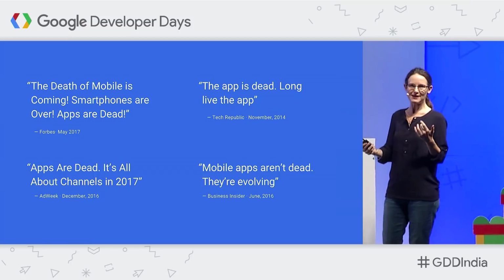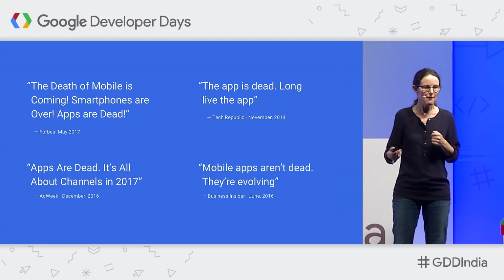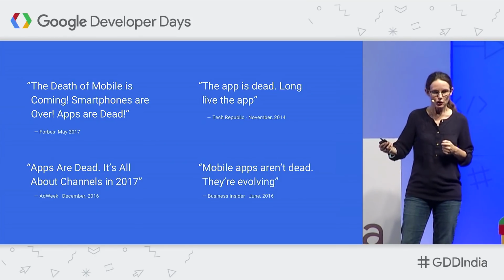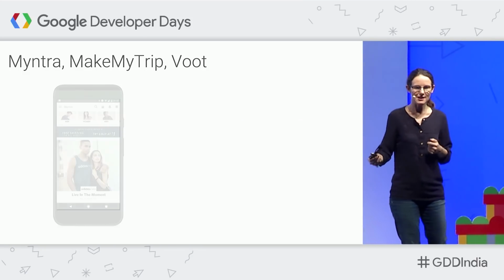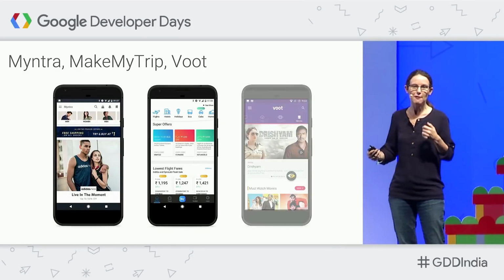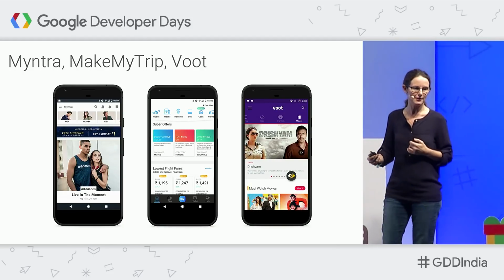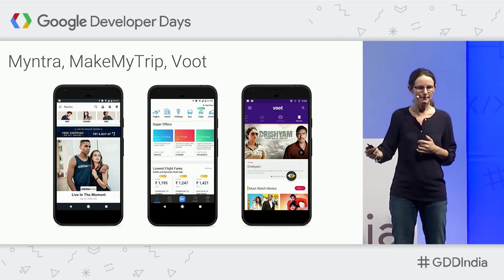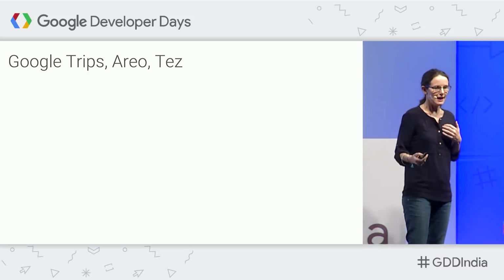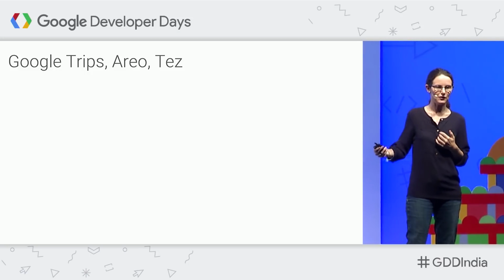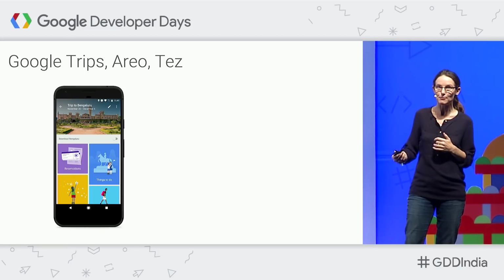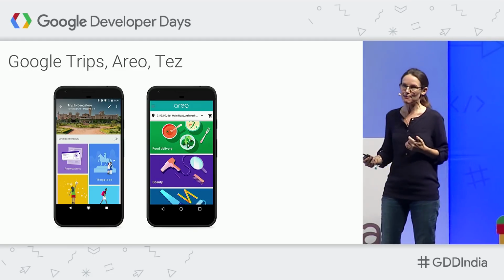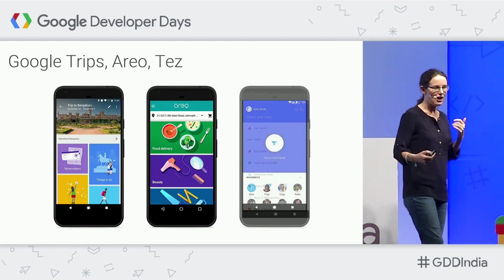And we know that there are some native apps that are doing very, very well, that broke into the market very recently, ride-sharing apps and food ordering apps and more. There exist huge businesses, such as Myntra, and MakeMyTrip, and Voot, that have built their businesses primarily on apps. And we all know of some businesses that are app-only and have been very successful. Indeed, our company, Google, has released a number of app-only products ourselves. So we have our Trips app for planning and booking travel. We have Areo, our food ordering and home services app for our India market. And we have Tez, our Indian-based payment app.